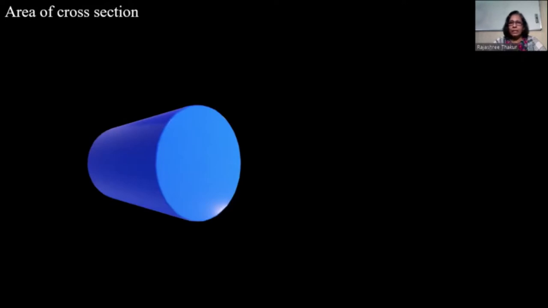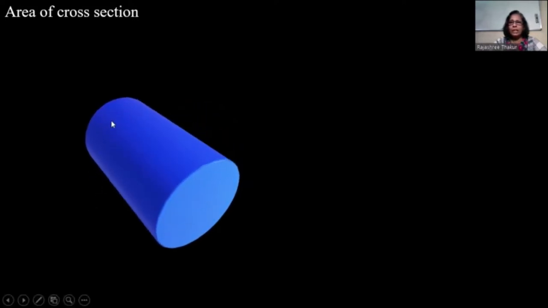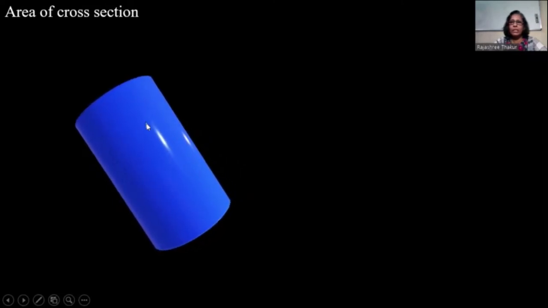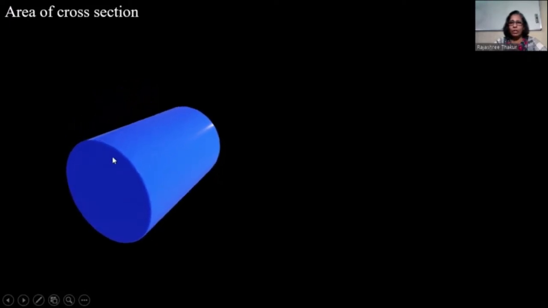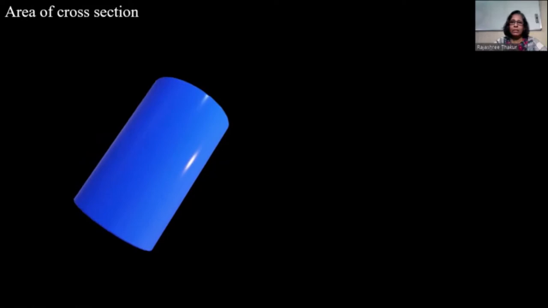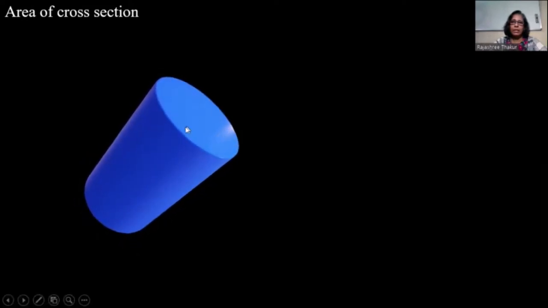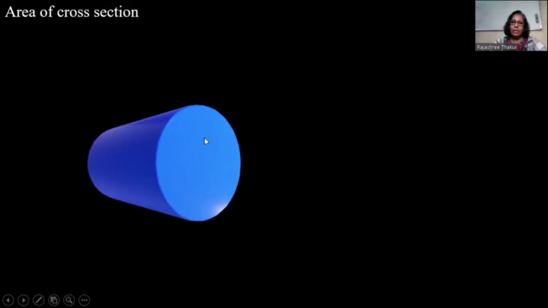Now let us understand what is area of cross section. Alright. If we consider a cylinder, right? Then you can see here, this is the cross-sectional area, or we can say area of cross-section. So if we see this, this is the length of the cylinder, and this is the area of cross-section. Or this is the area of cross-section. Is that understood?